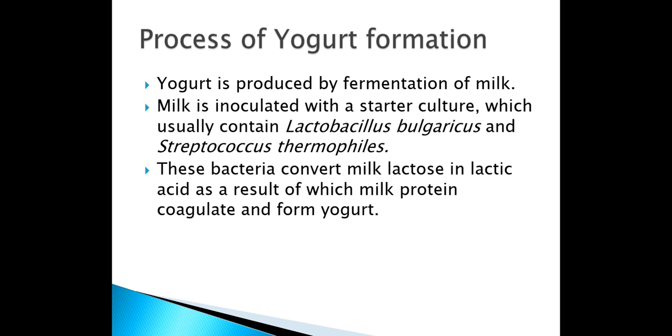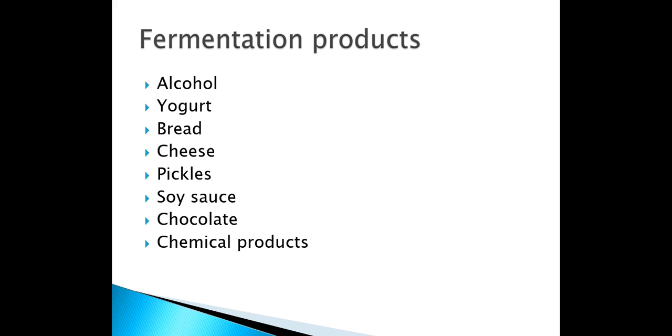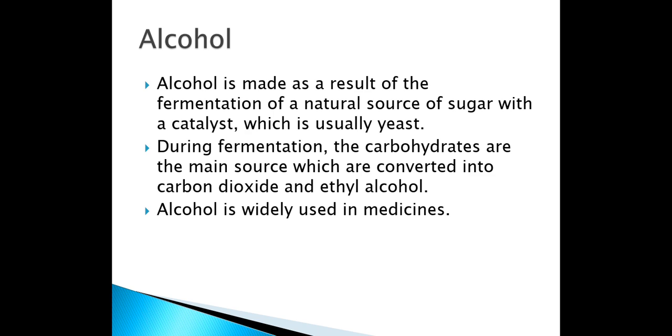As a result, they convert the lactose, which is a natural carbohydrate present in the milk, into lactic acid. And as a result of production of lactic acid, milk protein coagulates and it forms yogurt. And there are a lot of different other products which are formed as a result of fermentation process, like alcohol, yogurt, bread, cheese, pickles, soy sauce, chocolate, and different types of chemical products.